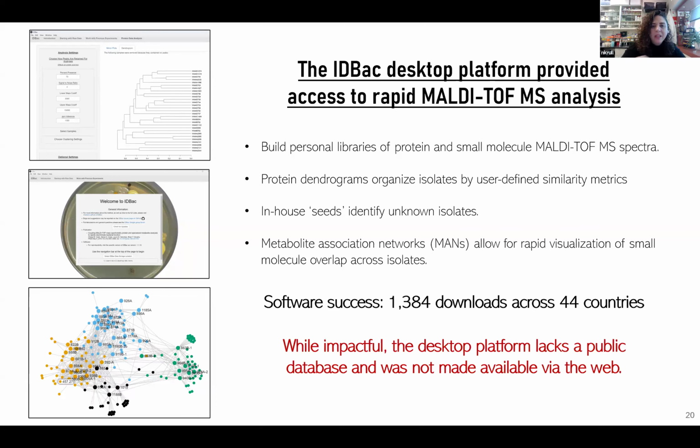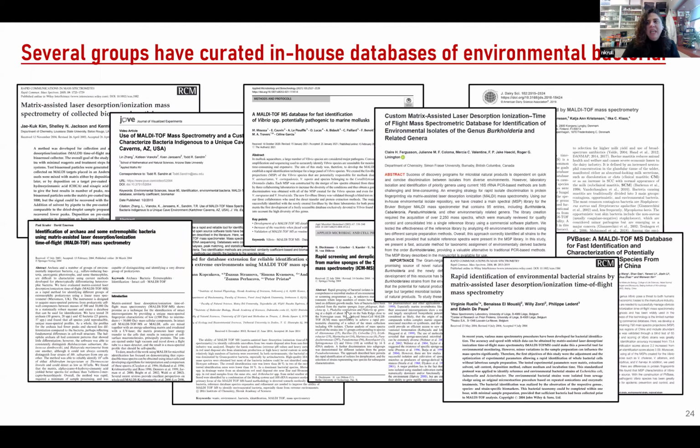MS data. While it was impactful, the desktop platform lacks a public database. Again, it was only connected to in-house seed libraries and was not made available via the web, which diminishes accessibility quite a bit. And the database component is very, very important. The ability to identify bacteria is reliant on how robust and taxonomically diverse your database is.